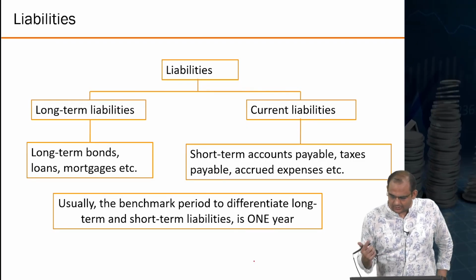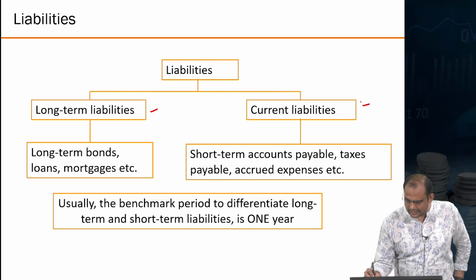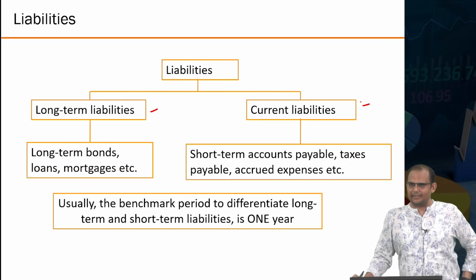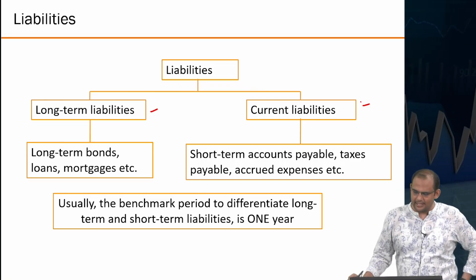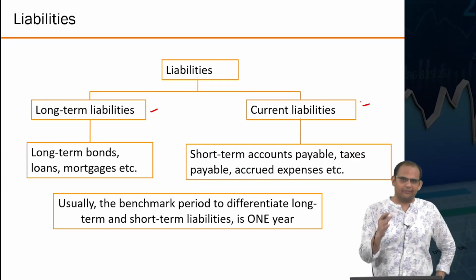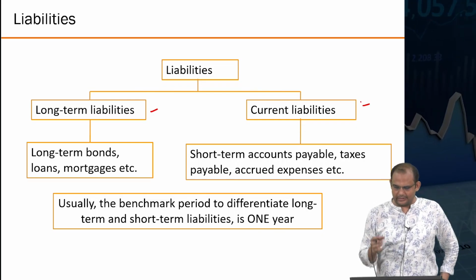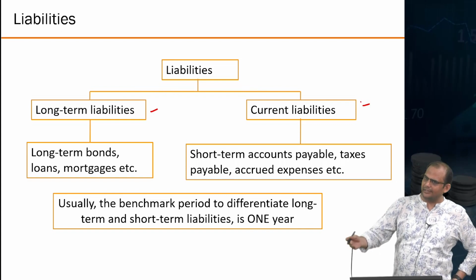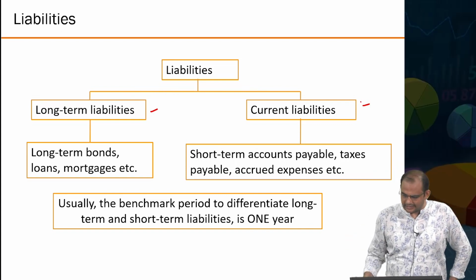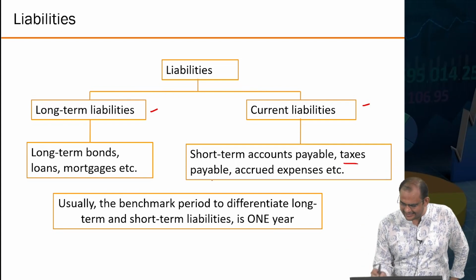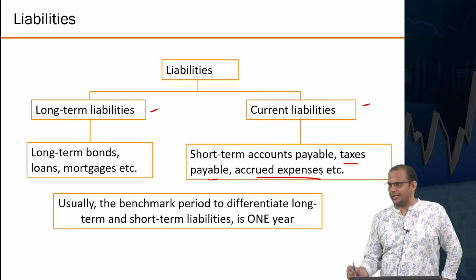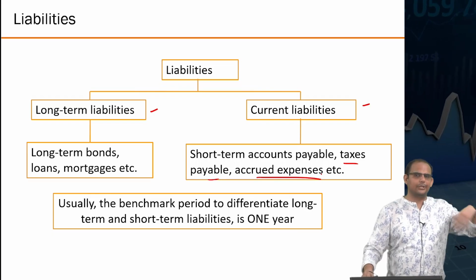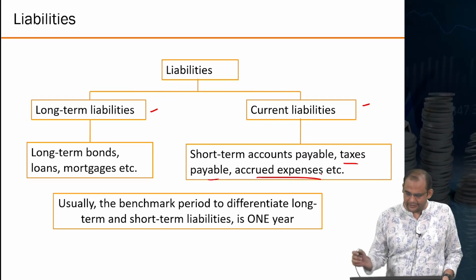Liabilities have the same classification. There are two types: long-term liabilities and current liabilities. We don't call them fixed liabilities, we call them long-term liabilities, but the distinction is the same. It's the 1 year period. If you are certain that you are going to pay some of these liabilities within the next 1 year, it comes under your current liabilities: short-term accounts payable, taxes payable, whatever the small expenses are. But a long-term liability is something that you need to repay in a period longer than 1 year.